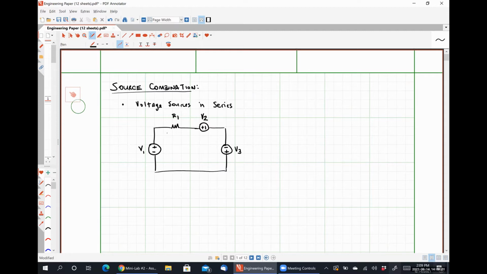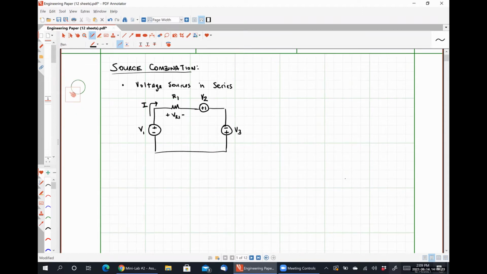I'm going to label my resistor voltage drop as VR1, positive polarity on the left, negative polarity on the right, because I'm assuming our current I is leaving the positive polarity terminal of voltage source V1 and flowing clockwise around our loop. So if I were to write a Kirchhoff's voltage law expression, what I would have is negative V1 plus VR1 plus V2 minus V3 is equal to 0.